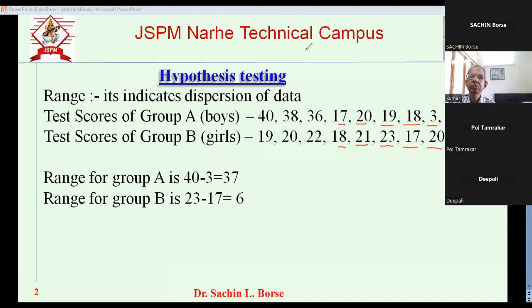So the mean of girls is 20. Both are having 20, but if you see the range, there is a long range for the difference: 37 for boys, while for girls, more or less, their performance is very similar. When the range is less, what does it mean? Their performance is very similar. When the range is long, what does it mean? Performance is very dissimilar. Okay.